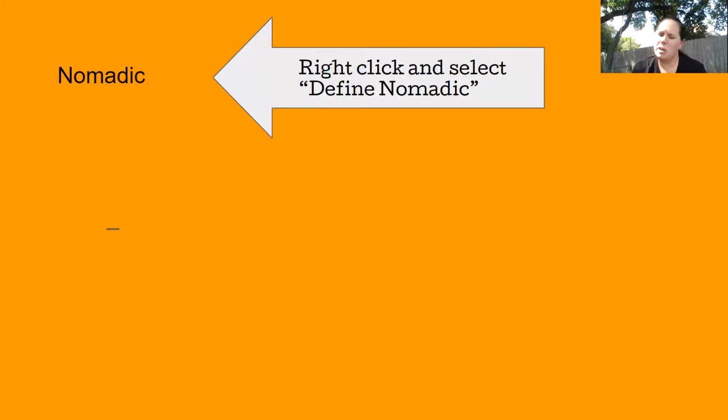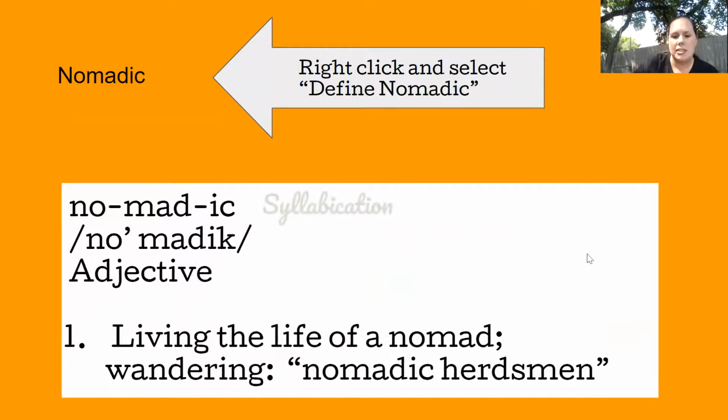We're past the point where we're going to raise our hand and say, excuse me, what does this word mean? No, we're going to be 7th graders and we're going to use our dictionary. We need to know how to use it. Okay? Nomadic. Here is an example.